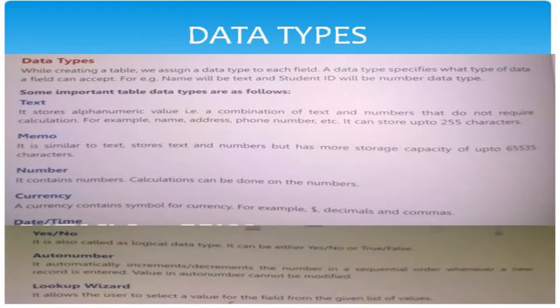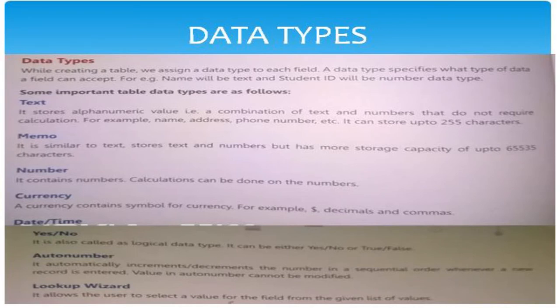Next one is yes or no. It can be like multiple choice. For example, are you interested in playing football? There will be a yes or no type question. There we are using the yes or no data type.